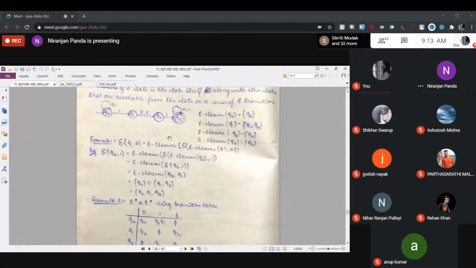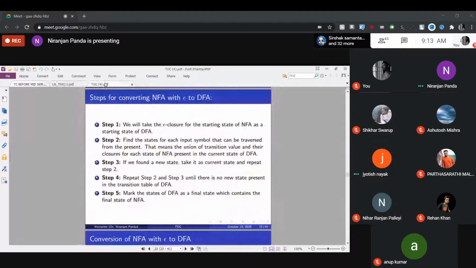What do you mean by an NFA epsilon? Jyotish, please answer. Without any input, you can transit from one state to another state with the value of epsilon. Don't say without any input. Say with epsilon we can transit from one state to another. In that case, if an NFA contains this type of transition, that is called an NFA with epsilon moves.